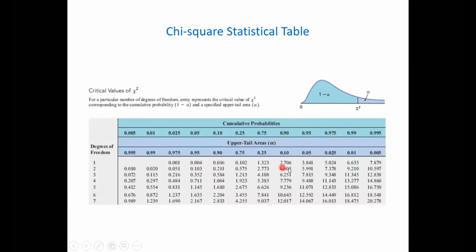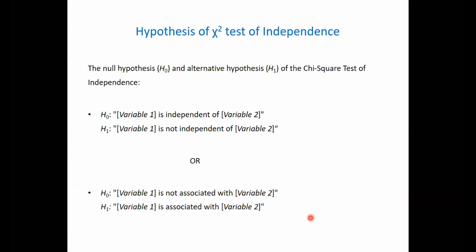The critical value for degree of freedom 1 is 3.84. For degree of freedom 2 it is 5.99. For degree of freedom 3 it is 7.82. For degree of freedom 4 it is 9.488. For degree of freedom 5, 11.07. For 6 it is 12.59, which we saw just now, and for 7, 14.06, and so on like that.